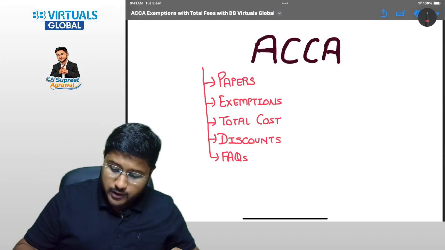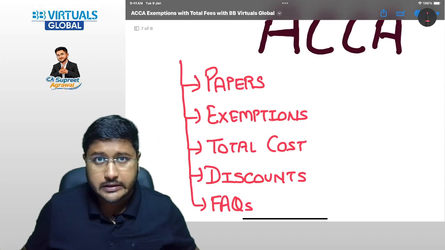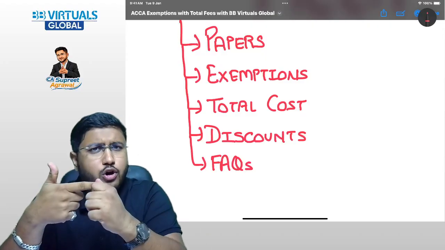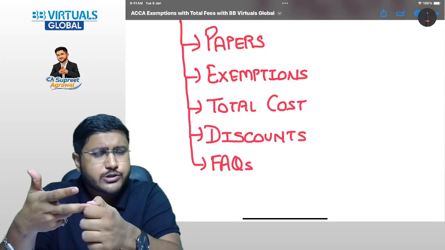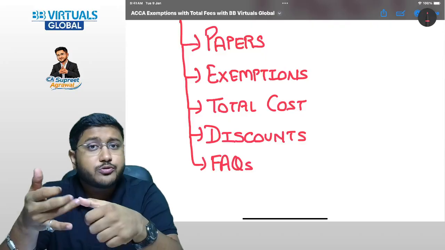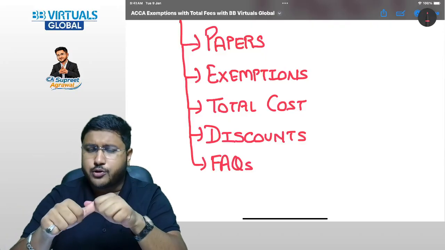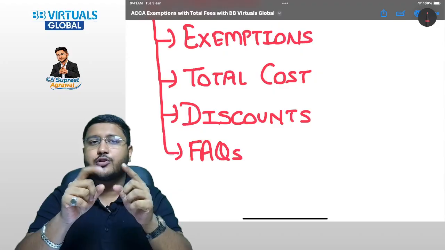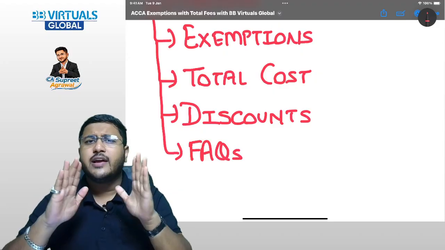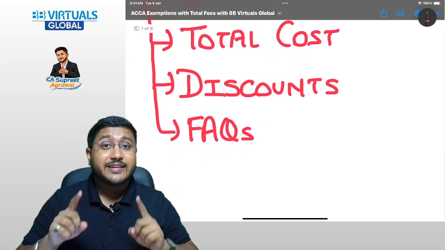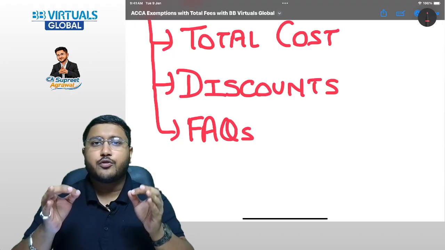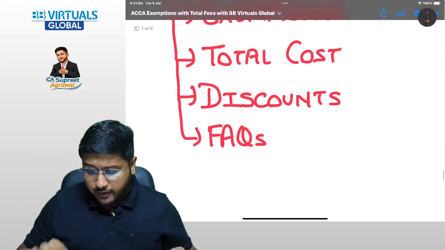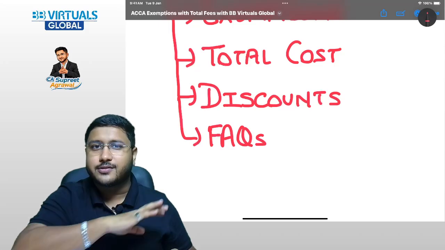So in this video, what we are going to cover is what are the papers that are there in ACCA, then exemptions that you can get if you are a BCom student, a CA Inter student, a CA Inter plus BCom student, a CA qualified or a CMA qualified. Plus, we are going to discuss the total cost that you have to incur to complete the ACCA qualification. It includes everything, and then the discounts that you can get if you register with us, that is BB Virtuals Global.